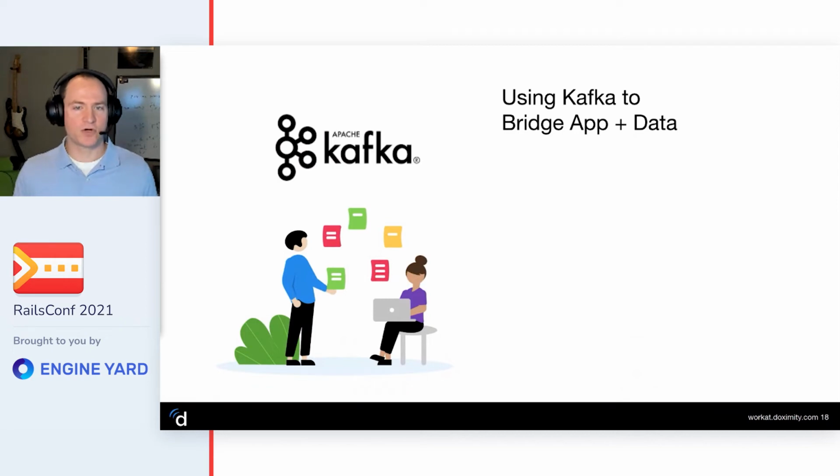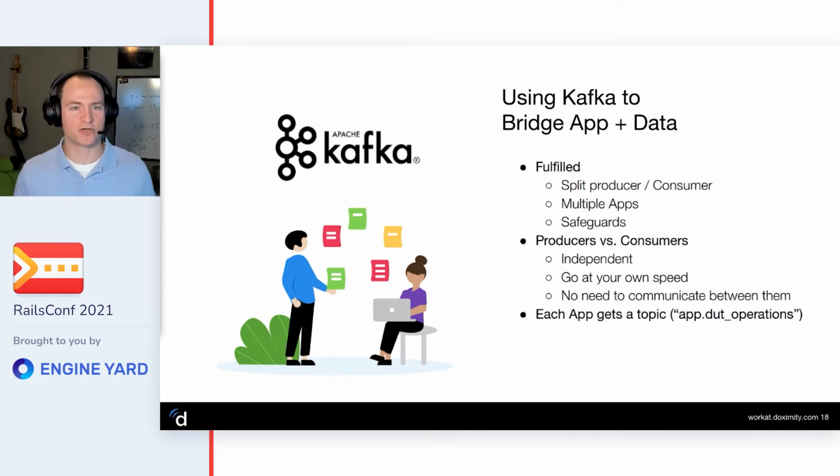And in order to fulfill a lot of those needs, we ended up reaching for a tool called Kafka. I'll talk a little bit about it. It's not the most important part of this, but just know that it's a tool that we used in order to fulfill these needs. The things that Kafka fulfilled for us: it allowed us to split the producers and consumers apart, acting as a bridge in between those. It gave us multiple app support easily, and it also gives us safeguards because the producers of the data are completely independent from the consumers of that data.